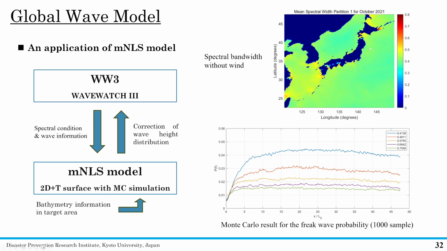So that is part of the calculation result, from the spectral bandwidth without wind around Japan. We can see it is almost from 0.3 to 0.6, and in the coastal area, maybe the variety is very large. With a very large size of Monte Carlo simulation, we can give a very accurate estimation of the frequency probability from deep water to shallow water. And that is a different group with different spectral bandwidth.